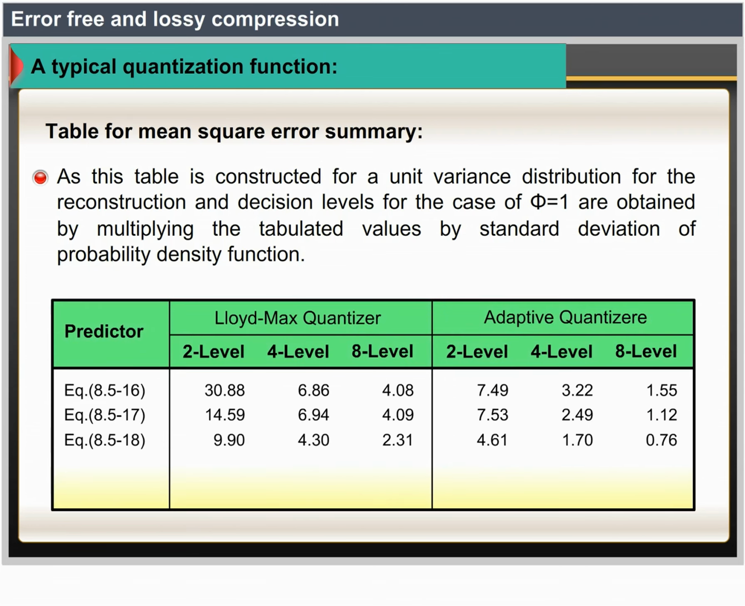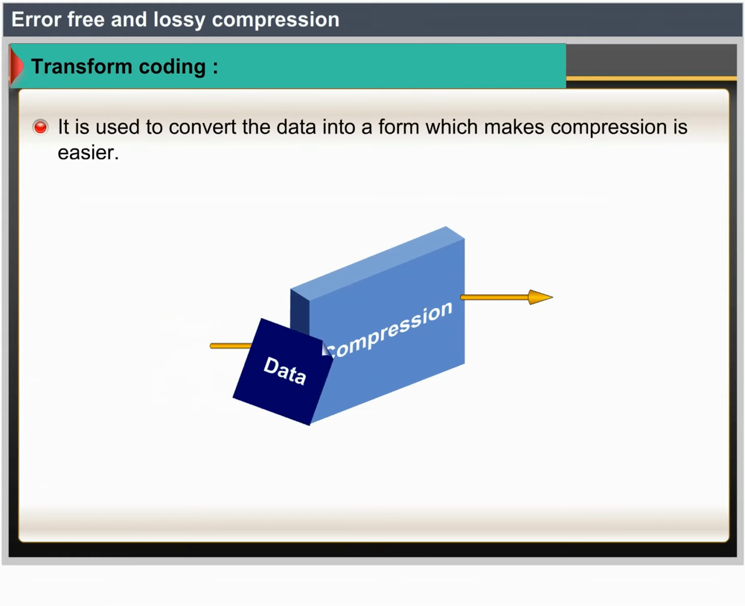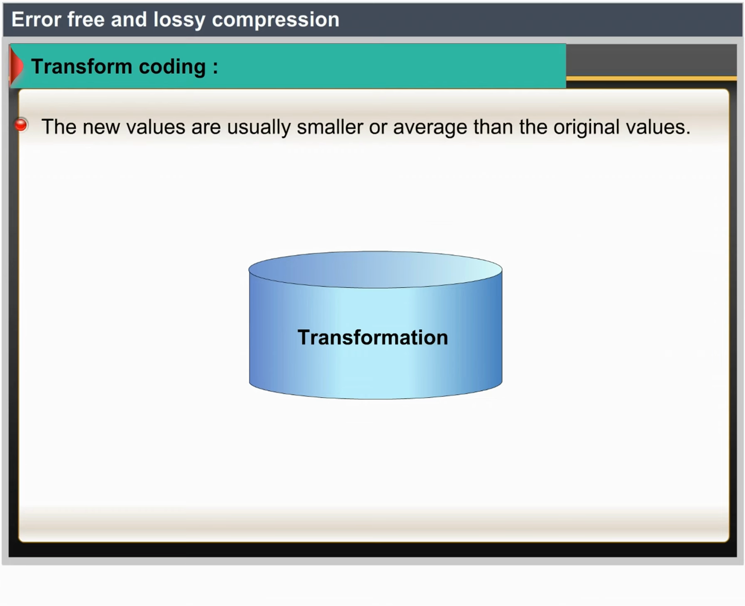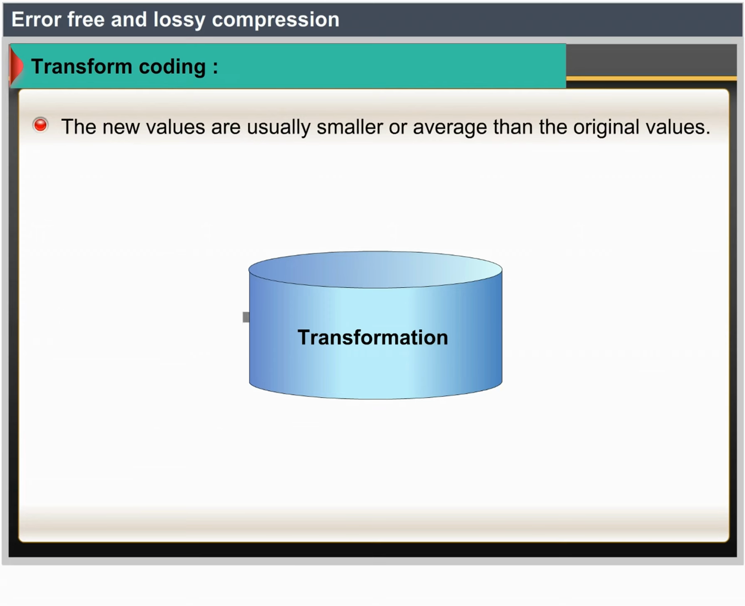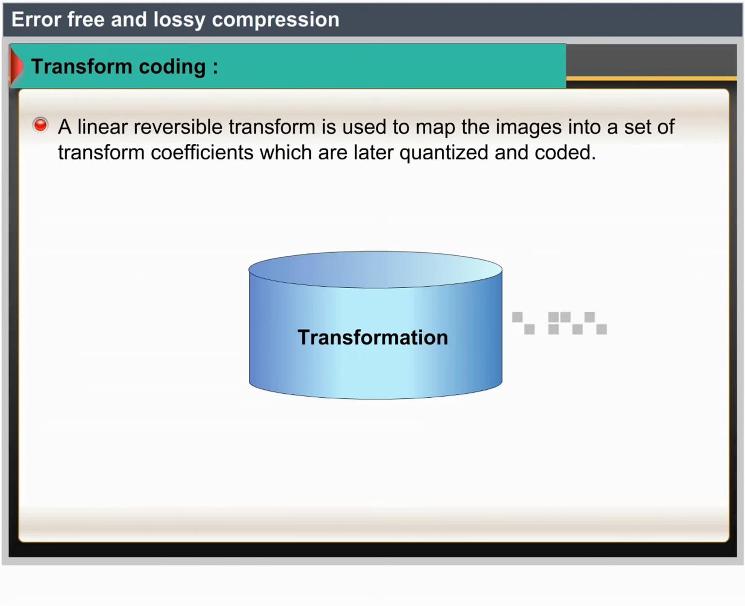Transform coding. It is used to convert the data into a form where compression is easier. This transformation will transform the pixels which are correlated into a representation where they are decorrelated. The new values are usually smaller on average than the original values. The net effect is to reduce the redundancy of representation. A linear reversible transform is used to map the images into a set of transform coefficients, which are then quantized and coded. The below image shows transform encoding.